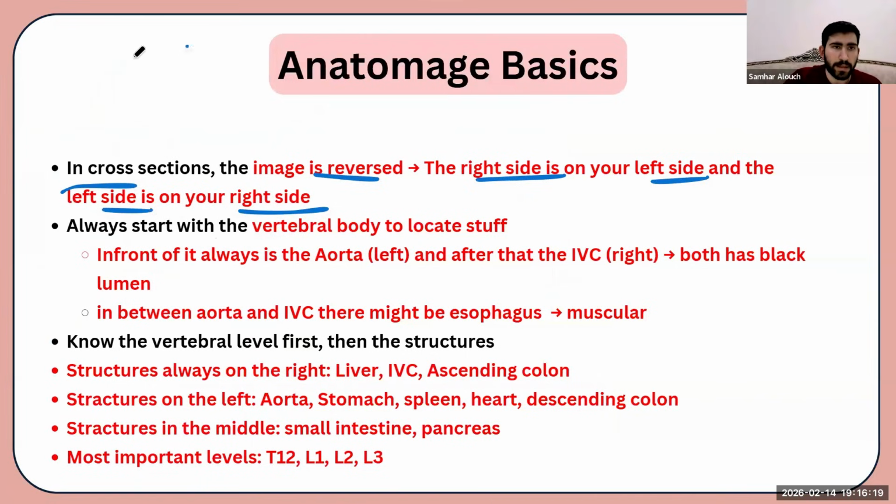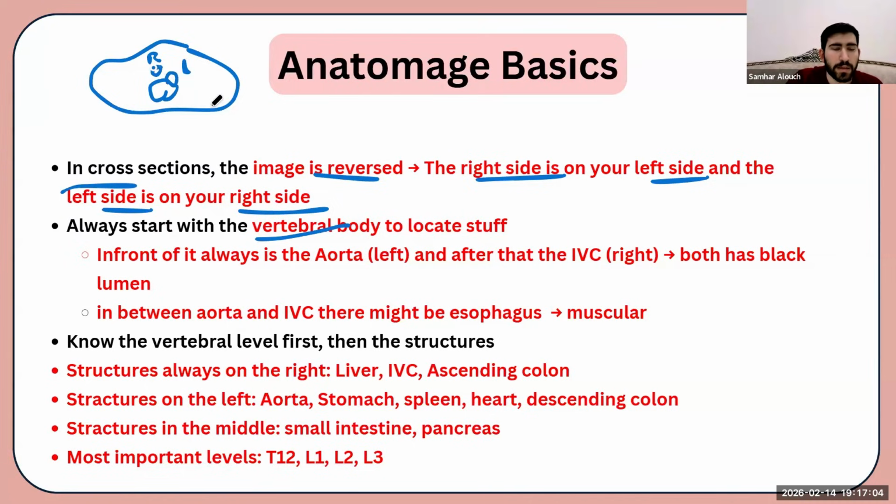How to read a cross section. So this is the cross section. First, please start from the vertebral body. So this is going to be the vertebral body. Please start from here. Always start, identify the vertebral body. Okay? In front of the vertebral body, literally in front of it, we will have the aorta. Always the aorta is literally in front of the vertebral body. Then identify the inferior vena cava, and it's on the right side, further away from the vertebral body. Okay? Please make sure you identify these structures.